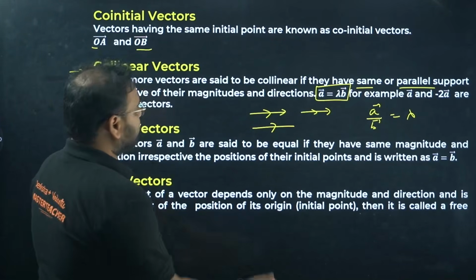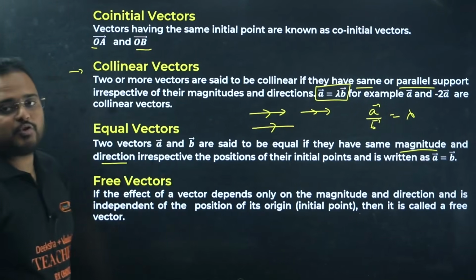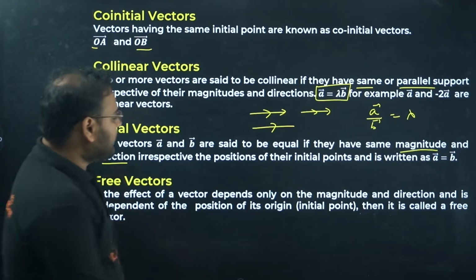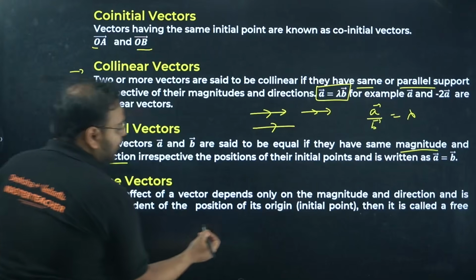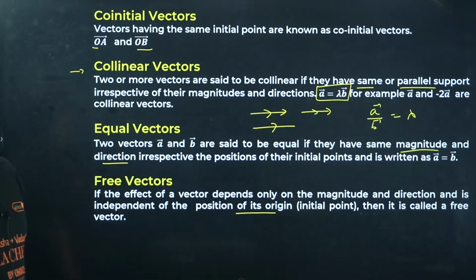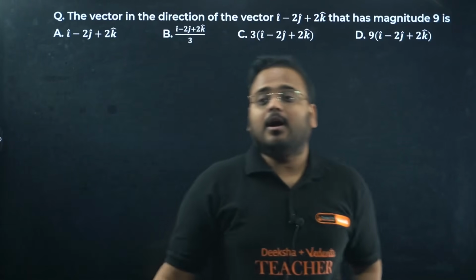Equal vectors are said to be equal only when they have the same direction and same magnitude. Both factors have to be the same. If you have the same magnitude as well as the same direction, then only we can call them equal vectors. Free vectors: the effect of the vector depends only on the magnitude and direction and does not depend upon the position of its origin. That's called a free vector. Great, some definitions.